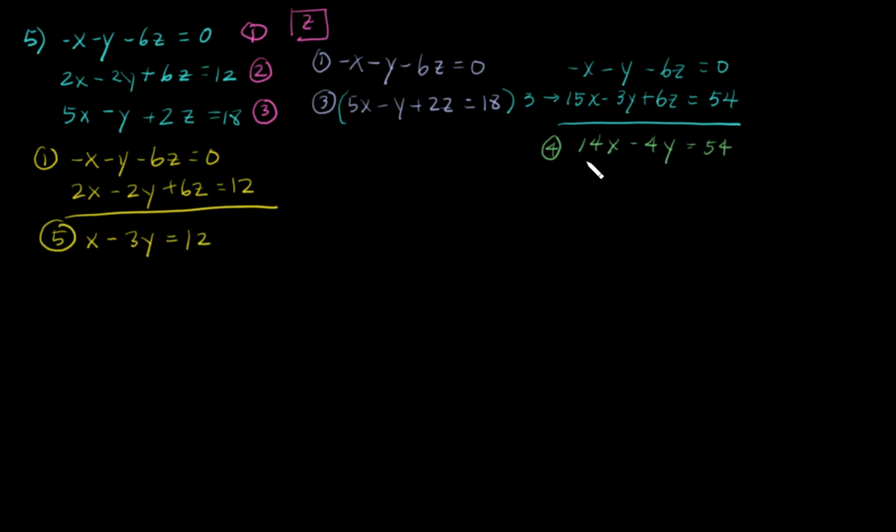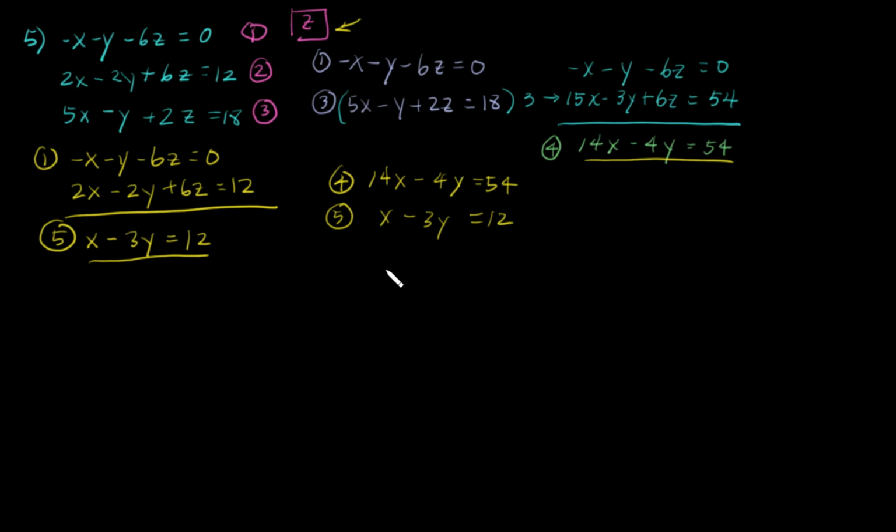So we have two equations here. We have the same two variables, and we've eliminated our target variable, which is z. I'm going to put 4 and 5 together. Here's 4. 4 is 14x minus 4y equals 54. And the fifth equation is x minus 3y equals 12. Now, I need to get rid of one of the variables. I can get rid of y. I can multiply this 4 and 3. It needs to become 12.